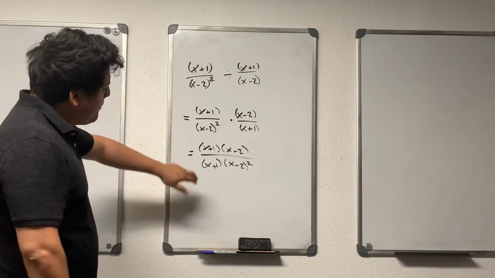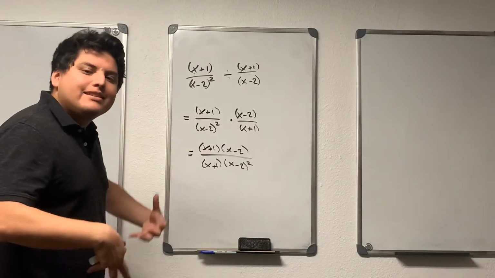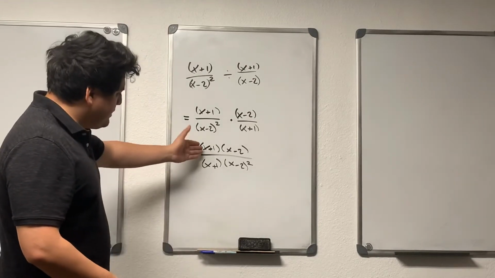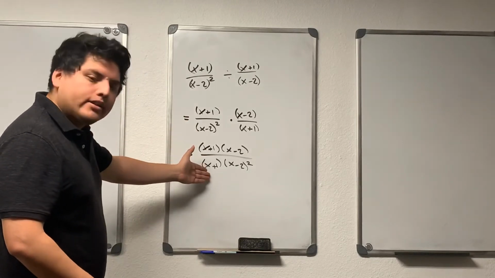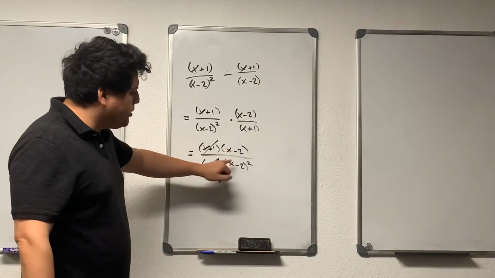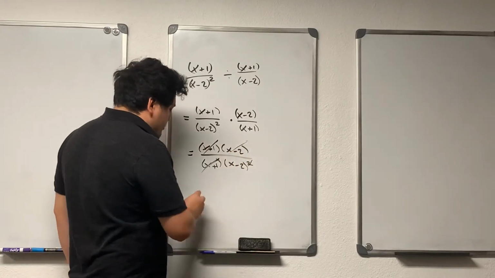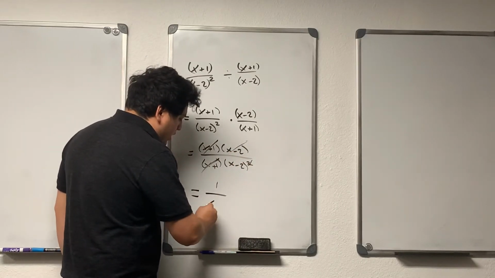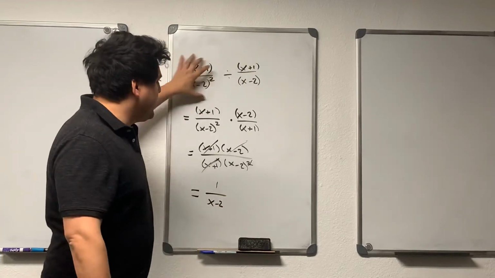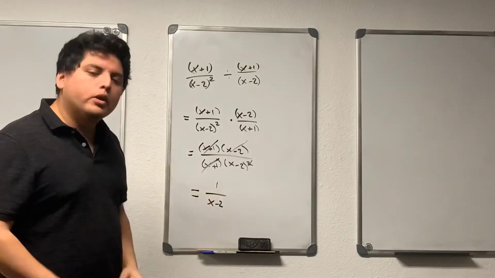Notice right here, I did not FOIL these so that I can see if there's anything that may be a common factor, and there is. It turns out that x plus 1 is going to cancel with the x plus 1 on the bottom. And also x minus 2 is going to cancel with one of the x minus 2's from the bottom. So your answer is just going to be 1 over x minus 2. So the division of this mathematical expression right here is just 1 over x minus 2. This is the simplest form we can write it in.